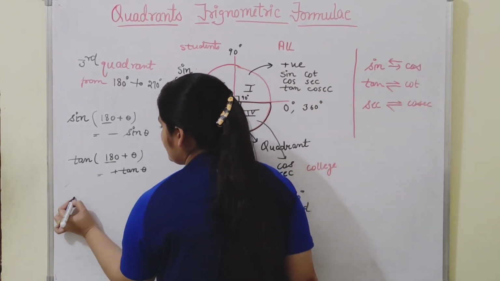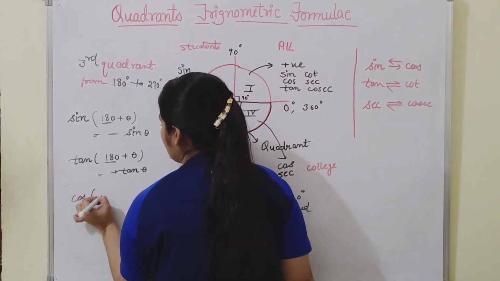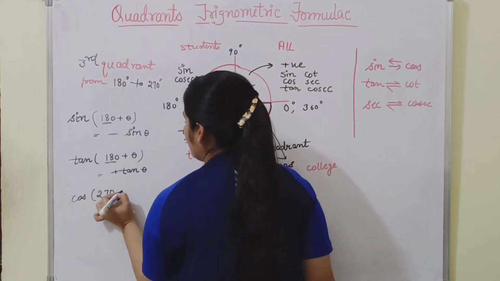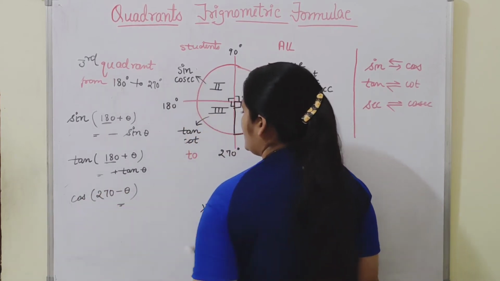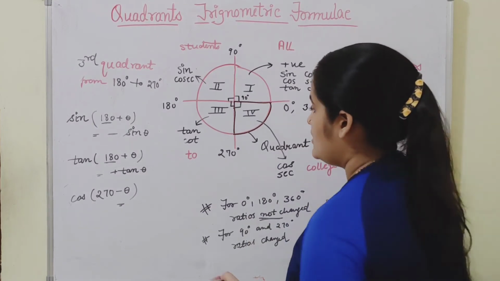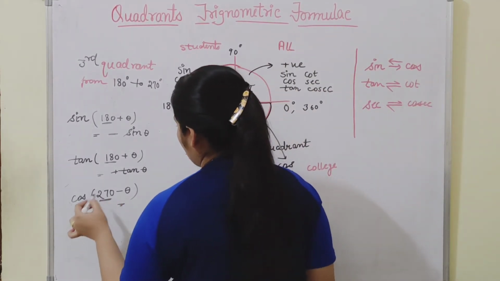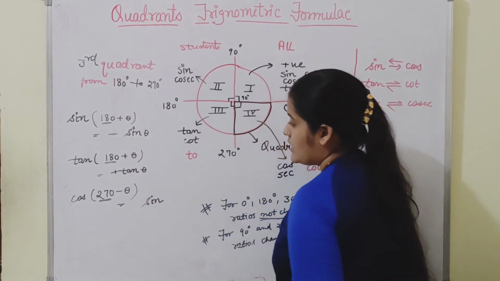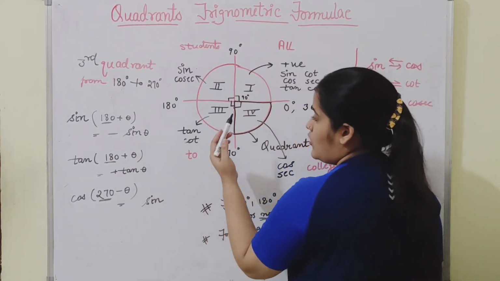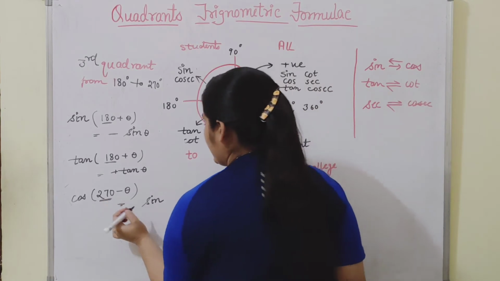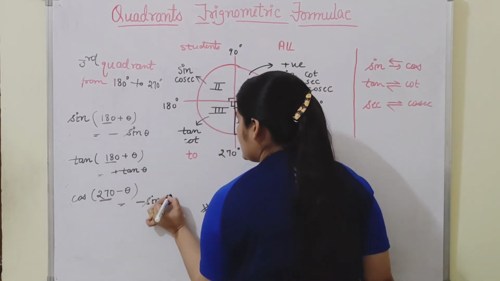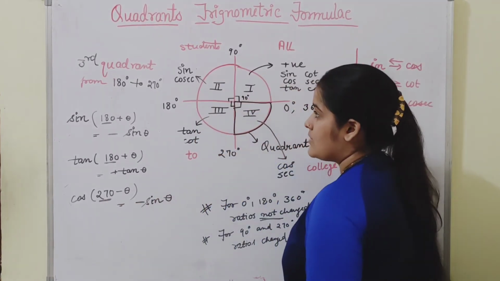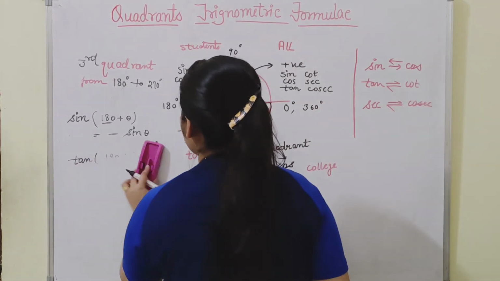Next, cos 270 minus theta. It is also lying in the third quadrant. 270 is being there, so the ratio changed. So cos changed into sine. Only tan has a positive value, so cos 270 minus theta is minus sine theta.